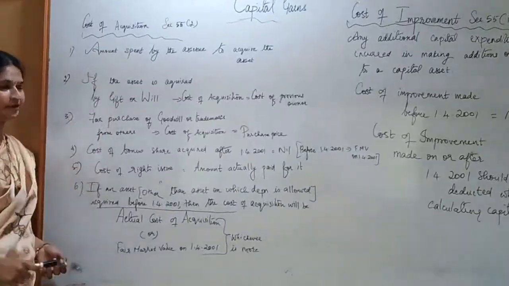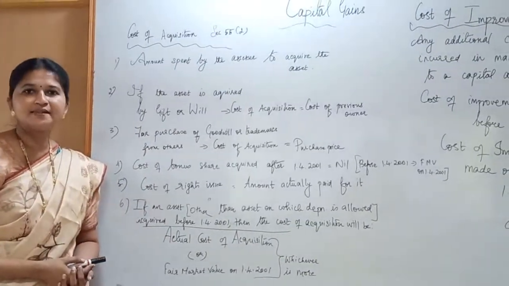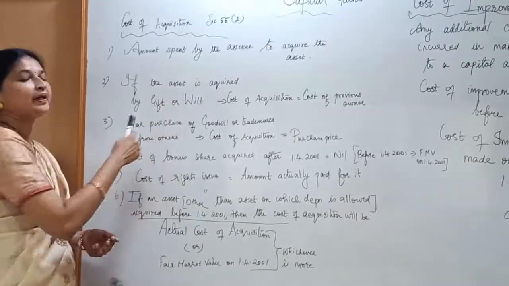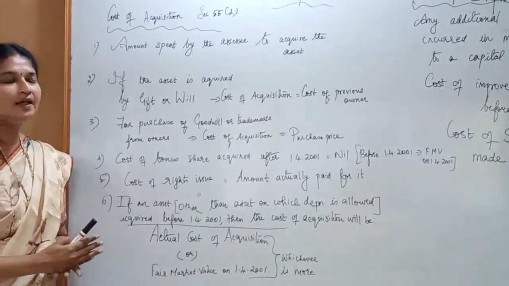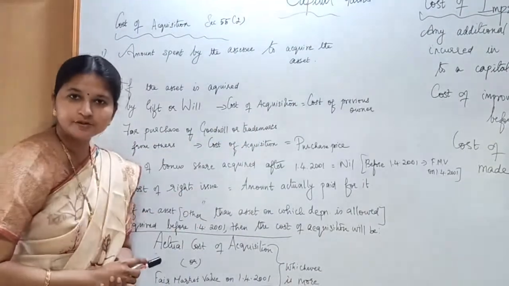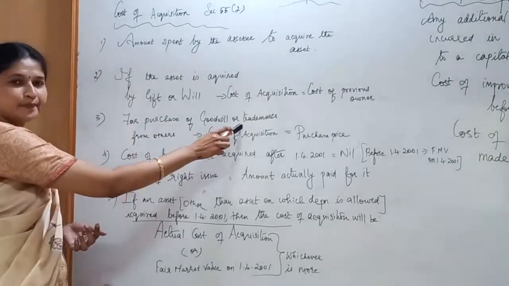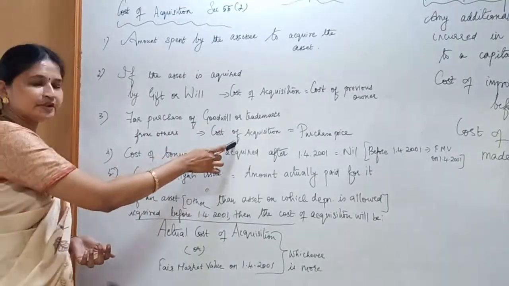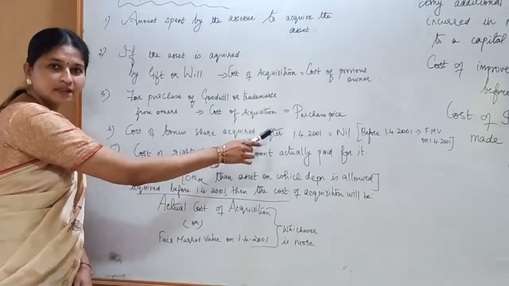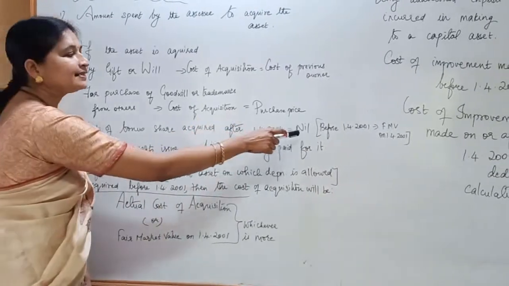Cost of acquisition. Any amount spent by the assessee to acquire the asset is the cost of acquisition, and if the asset is acquired by way of gift or will, in this case, the cost of acquisition is cost of the asset to the previous owner. For purchase of goodwill or trademarks from others, the cost of acquisition will be the purchase price. Bonus shares acquired after 1/4/2001, the cost of acquisition is nil.